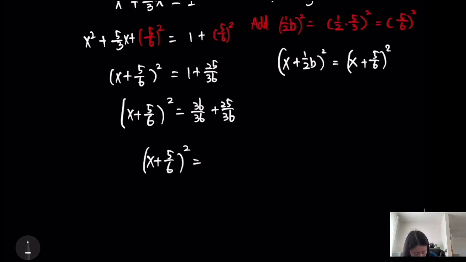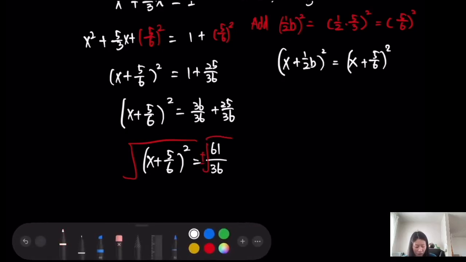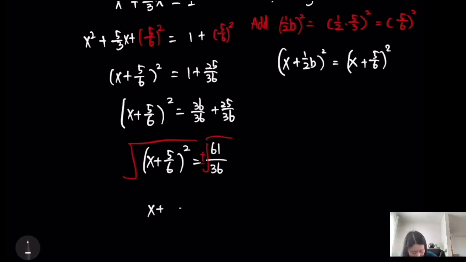Simplify, I have 61 over 36. Now take the square root on both sides. If you're taking the square root, remember that you need to have a positive and negative. When I'm doing that, I have x plus 5/6 equals positive or negative square root of 61 over 6.